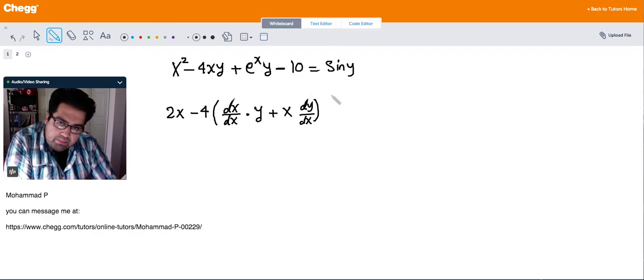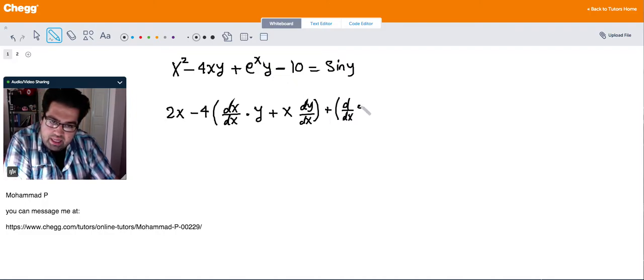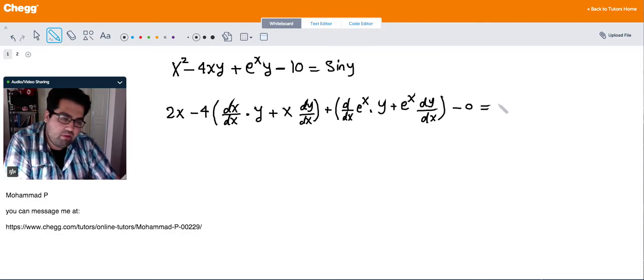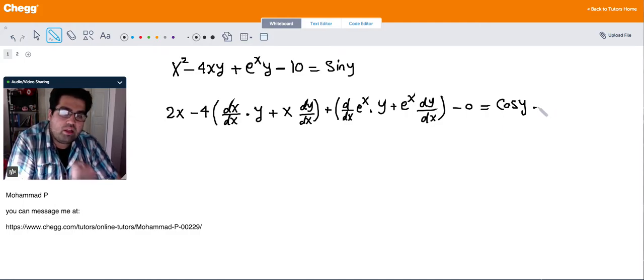So I get to the next part, that's going to be product rule again, because e to the x is being multiplied by y. So the derivative of the first thing is d dx of e to the x times the second part y, plus e to the x times the derivative of the second part, which is dy dx. And then when we get to the 10, that's going to be 0 because it's a constant. And then sine y, the derivative of that is going to be cosine y, times, here is the chain rule, the derivative of inside, which is dy dx.